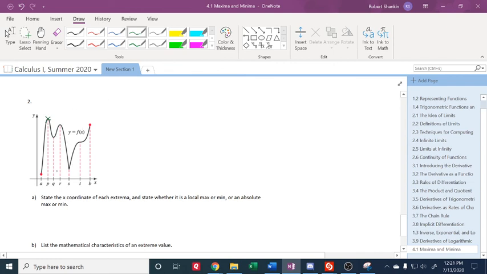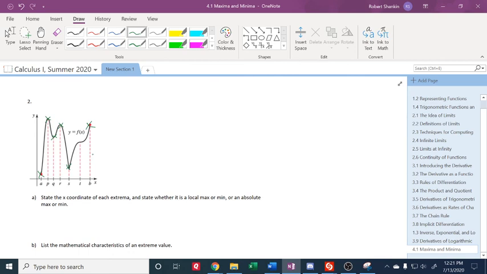And then the absolute min is over here at A. And then there's a local max, a local min, a local min. This one is nothing. This one is a local max. All right. Everybody clear on that? Any questions so far?